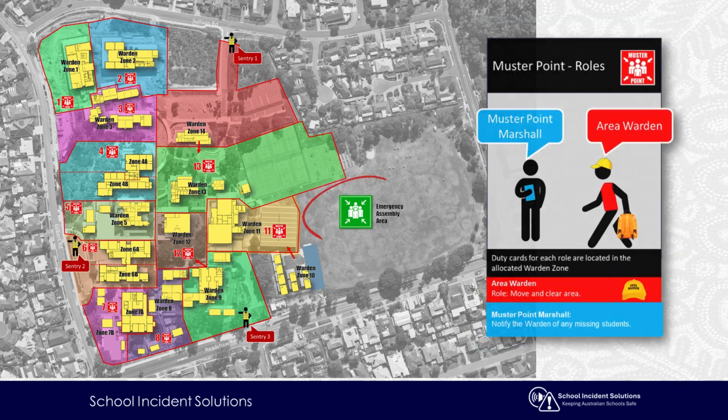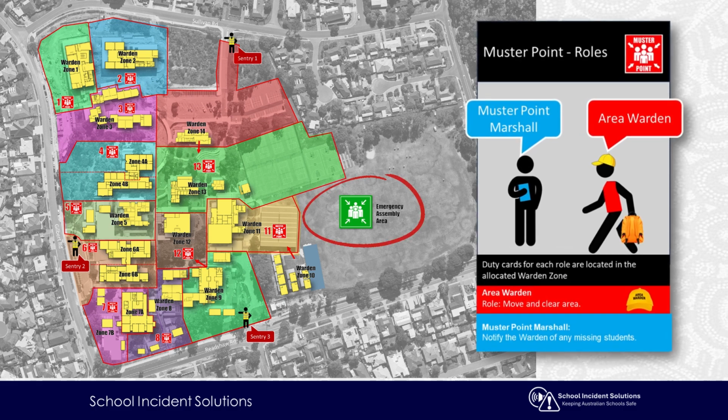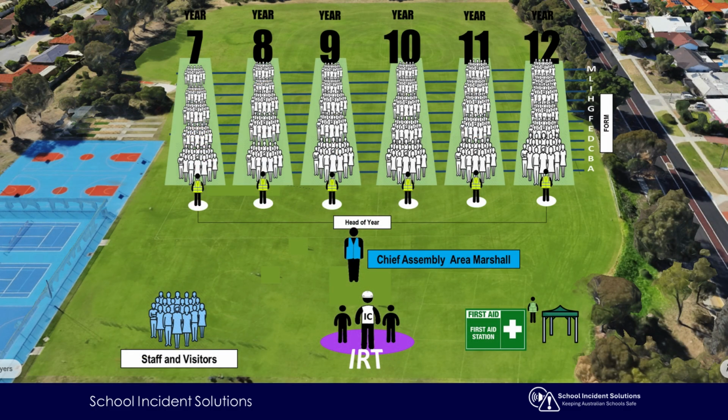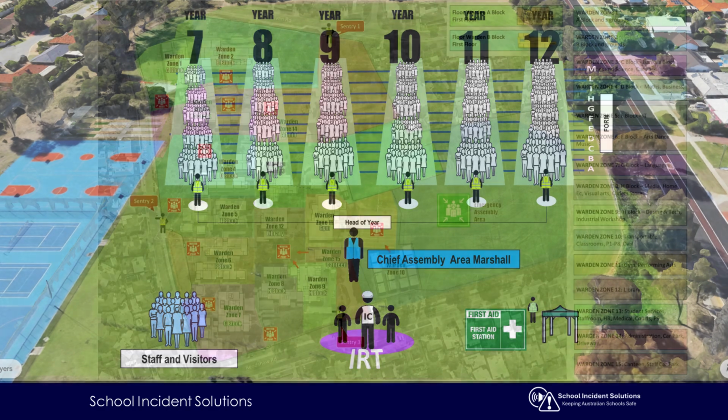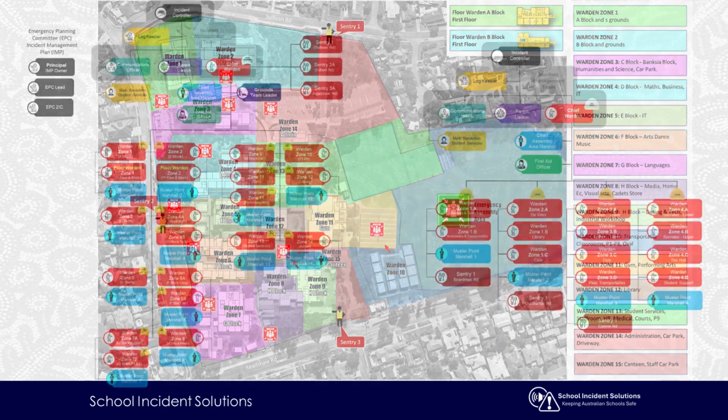During unsupervised periods, such as recess, lunch, or before and after school, a full evacuation to the primary assembly area remains the most appropriate approach. This should be announced via the public address system and communicated clearly to all wardens. This two-step approach to evacuations is a far more practical solution for larger schools.